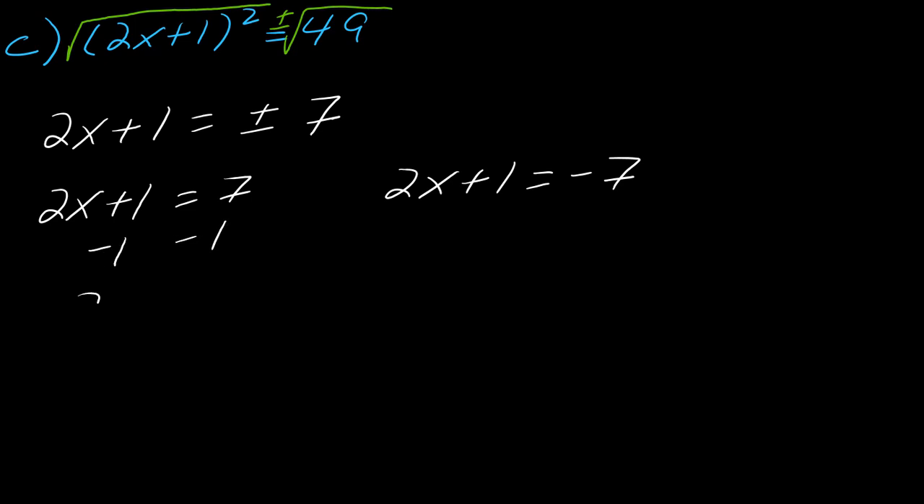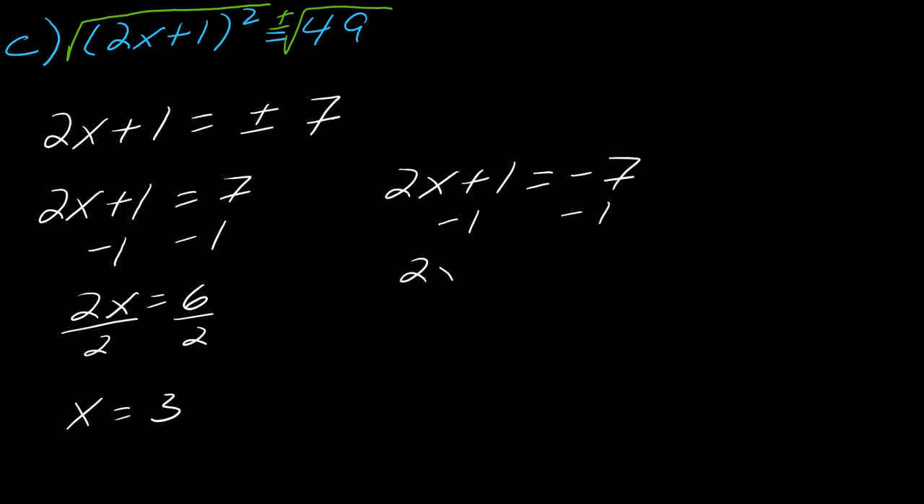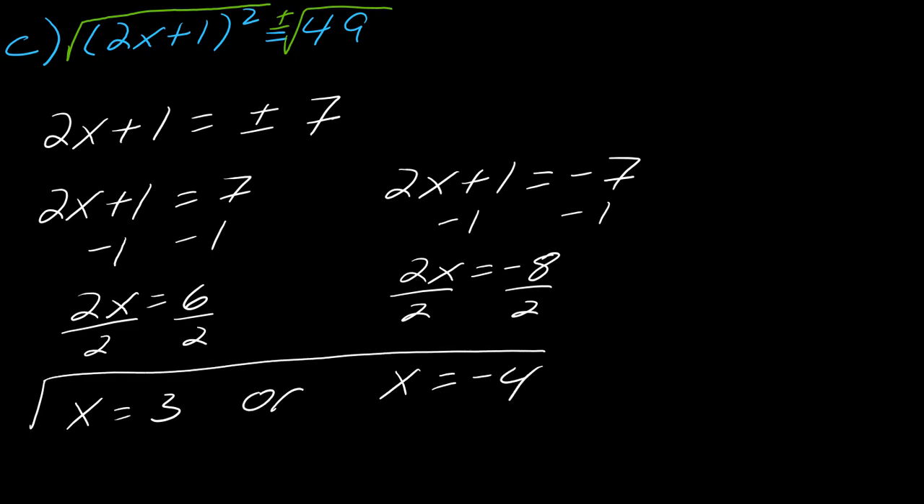So here I'll go ahead and subtract off the 1, so I get 2x equals 6. I divide both sides by 2, and I get x equals 3. Then for this one, subtract off the 1, so I get 2x equals negative 8. Divide both sides by 2. I get x equals negative 4. And there are my two solutions in this case.